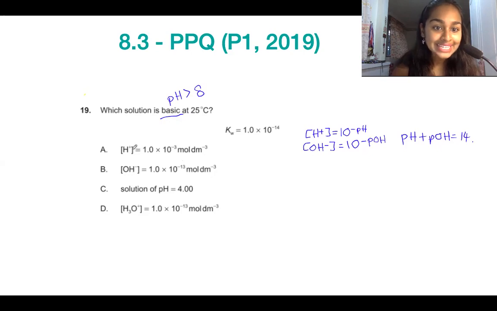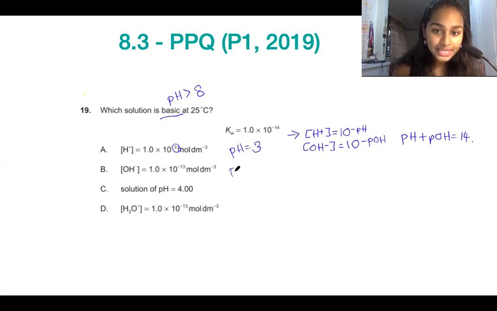So H plus, and I've got a concentration of 10 to the minus 3. So based on that minus 3, I can assume that this one has a pH of 3. I'm using this formula over here to make that assumption, by the way. Now let's look at the next one.